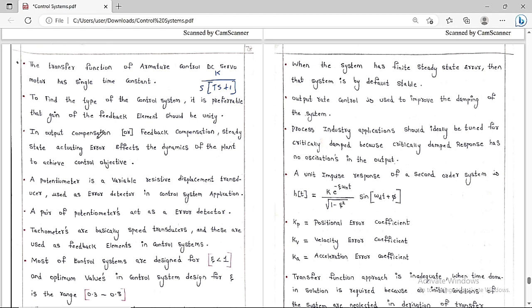So therefore we can say, in order to find the type of the control system, it is preferable that the gain of the feedback element should be unity. So this point always you have to keep in mind.